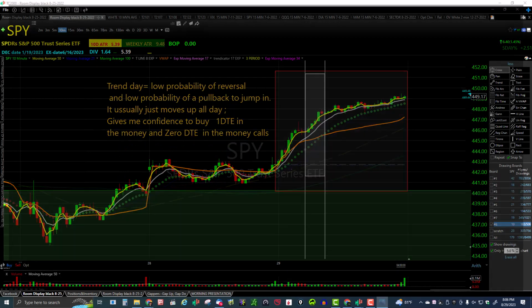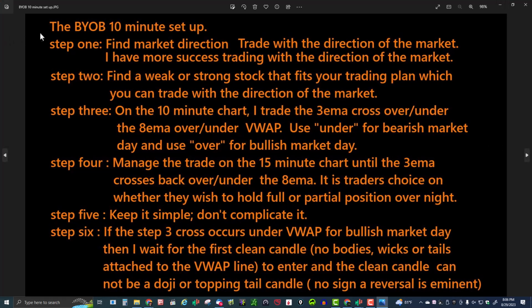Second, this is what we trade here at BYOB. We trade the 10-minute setup. Step 1, find the market direction. You saw how I did that. You find VWAP at 10:15. You look at the direction it's pointed. That's going to determine your market direction. You trade with the direction of the market. All right? You don't fight the trend. I have more success trading with the direction of the market than I do fighting against the market.